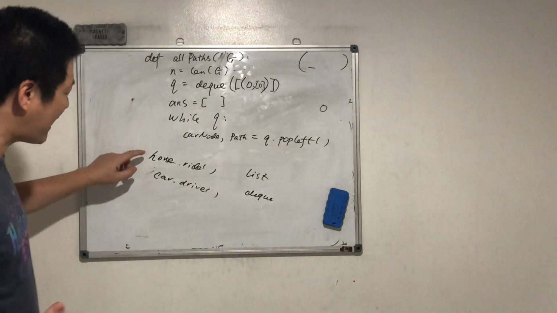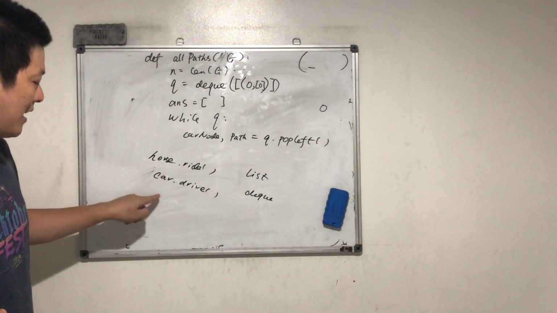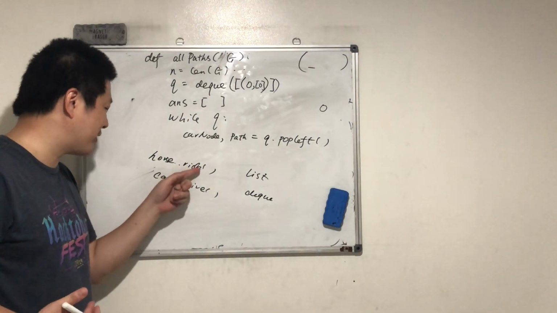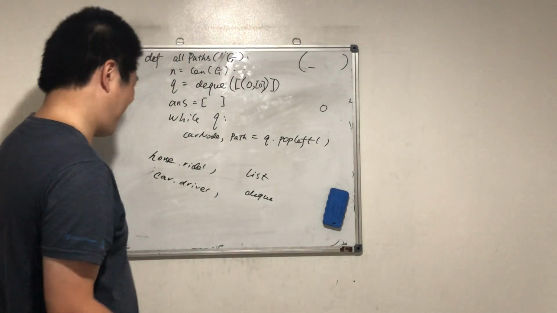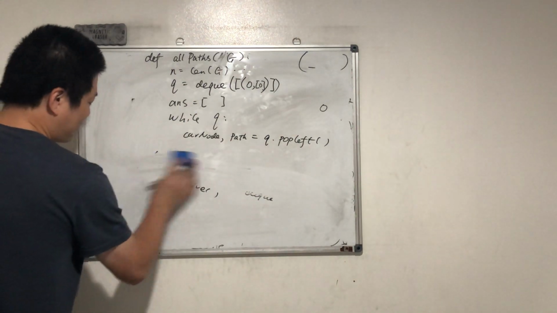Got it? It's like a horse. You can only ride a horse, and you can only drive a car. You can walk a horse. You cannot drive a horse, and you cannot ride a car.